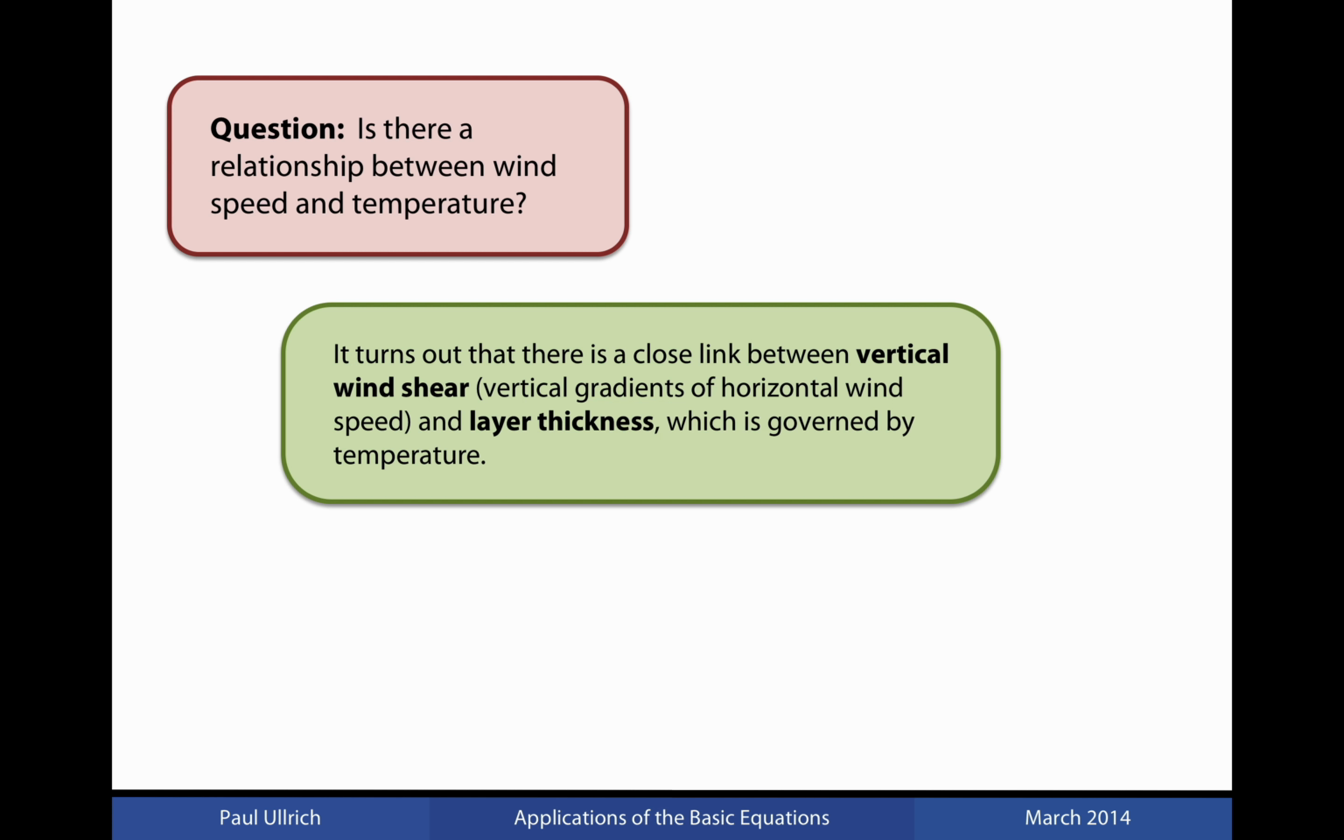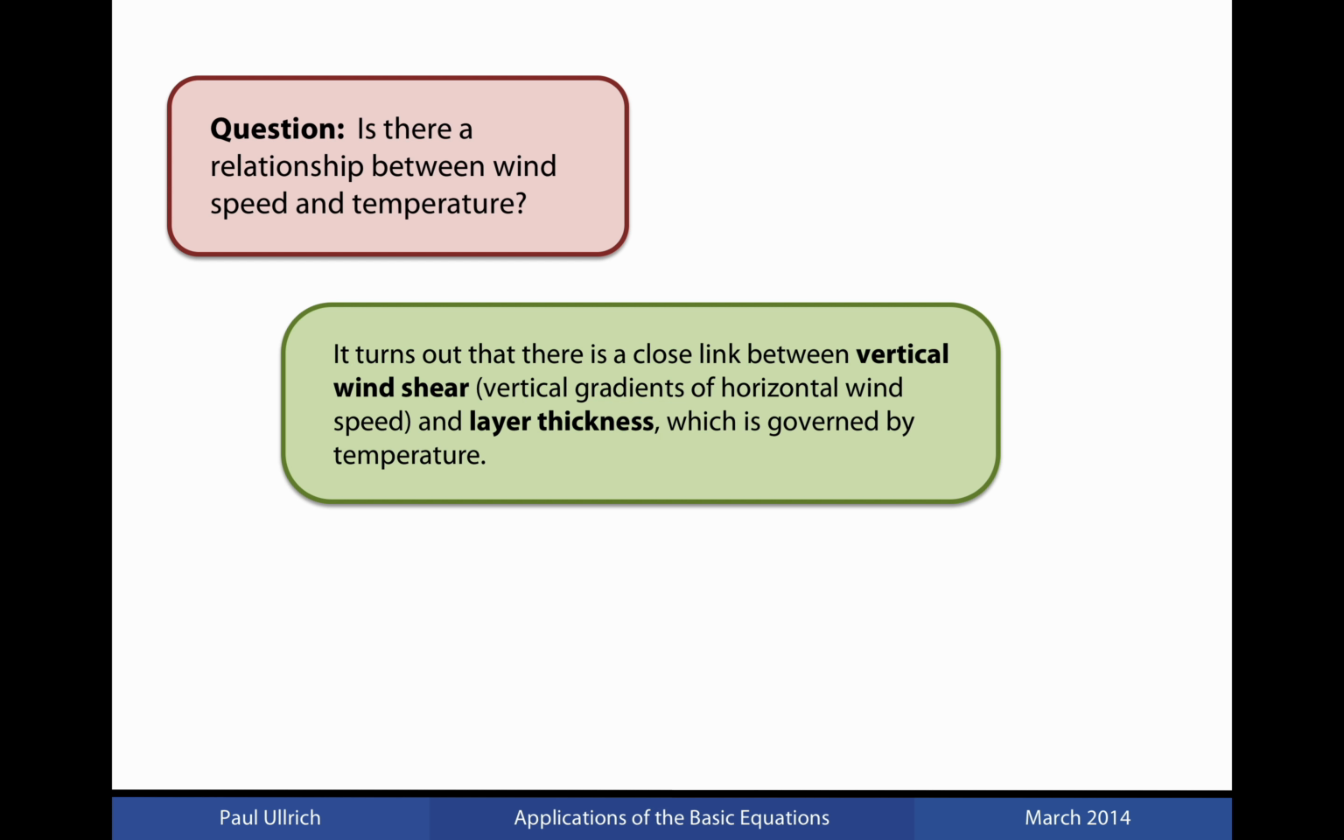Recall that layer thickness, which represents the distance between subsequent pressure layers, is governed by the volume of the fluid, which is determined by the temperature of the fluid. Warmer air parcels tend to be thicker than cooler air parcels, and consequently the geopotential height field tends to be pushed up for warmer regions.